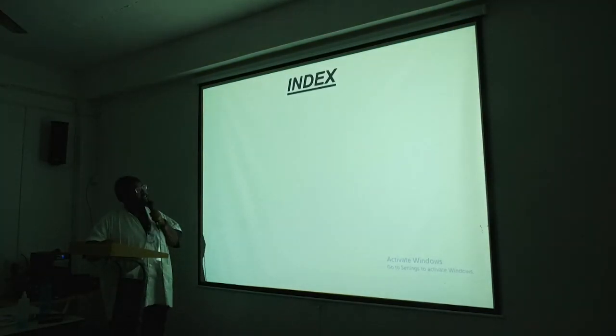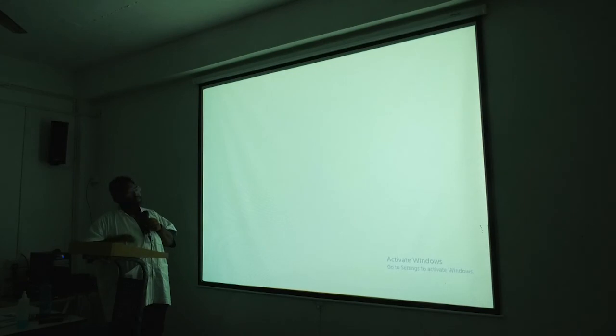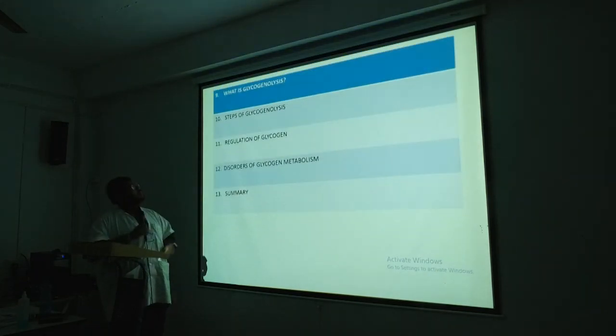So first we have the index. In the index we have topics like glycogen introduction, glycogen structure, storage site of glycogen, reason for glycogen storing as a fuel, storage of glycogen in the human body as an example of a 40 kg human being, function of glycogen, glycogenolysis, steps of glycogenolysis, regeneration of glycogen, disorder of glycogen metabolism, and summary.